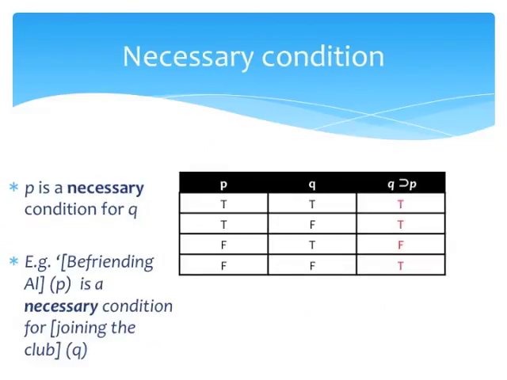The other table corresponds to P is a necessary condition for Q. Suppose that P stands for you befriend Al, and Q stands for you join the club. So befriending Al, that is P, is a necessary condition for joining the club, is false if you can join the club without befriending Al. So the case in which this sentence is false is that in which you join the club but do not befriend Al. That is the case in which Q is true but P is false, which is precisely what you obtain here. So P is a necessary condition for Q is equivalent to if Q then P.